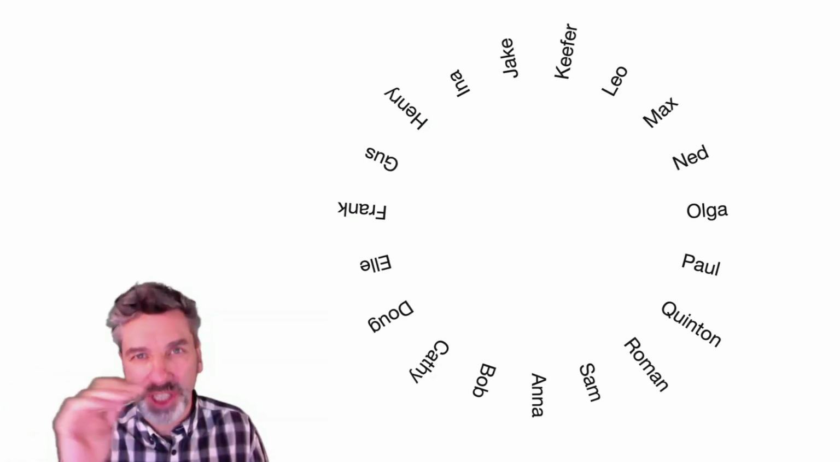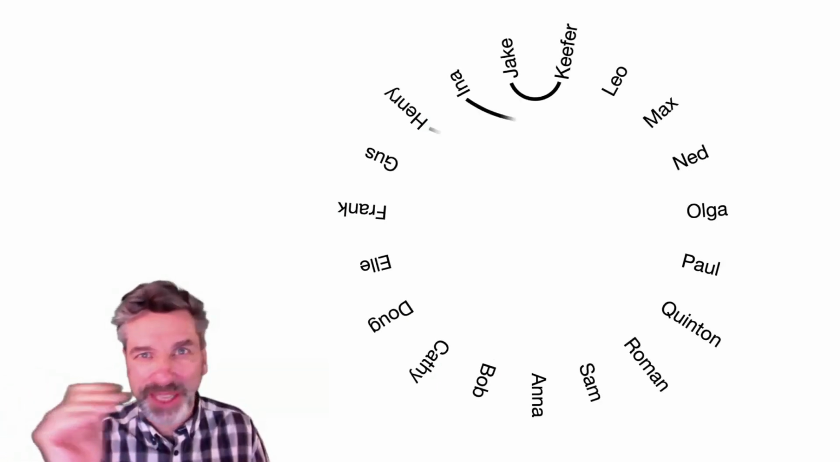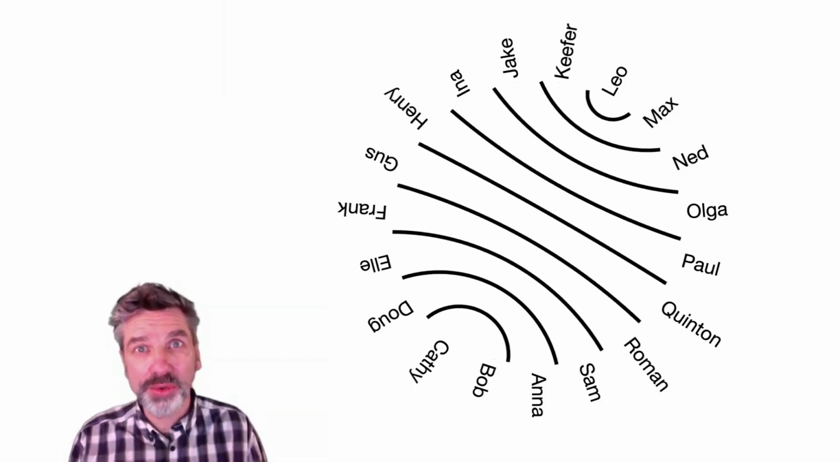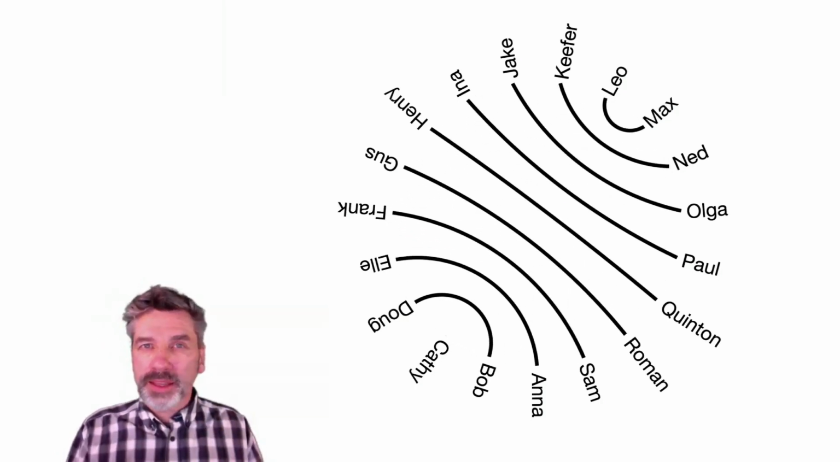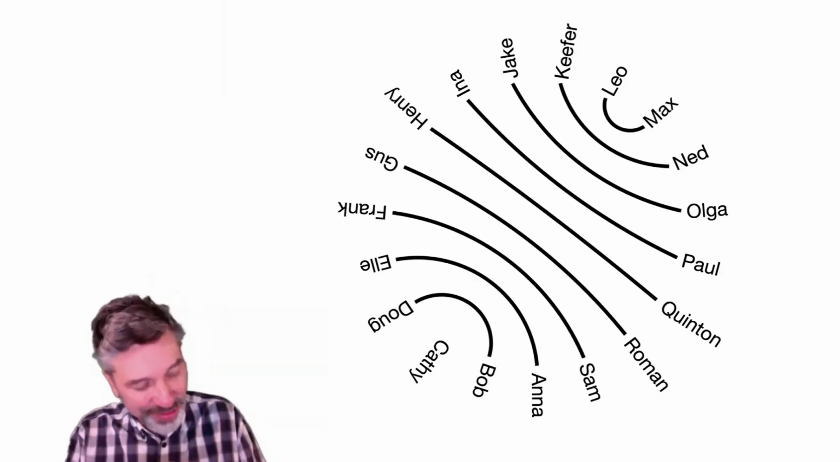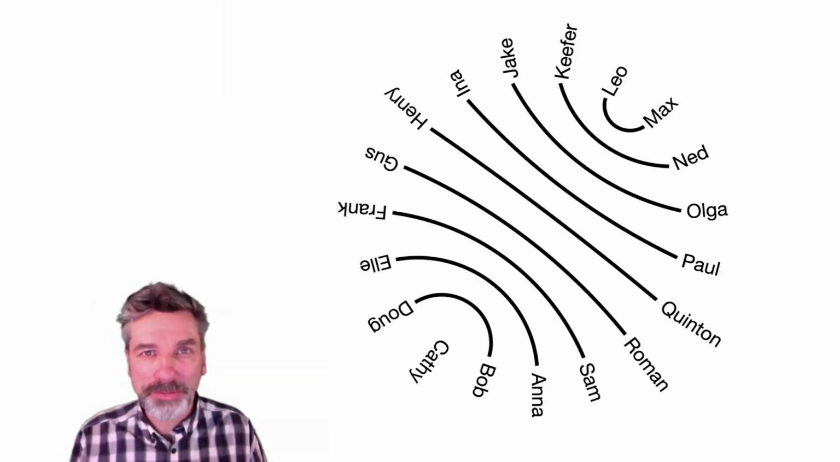I'm going to link up Jake and Kiefer. I'm going to link up Ina and Leo all the way down. I'm going to roll the dice. I get 2, 1, 2. You can see that Kathy doesn't have a partner. Maybe she's partnered with me today. Maybe I assign her to a different group.